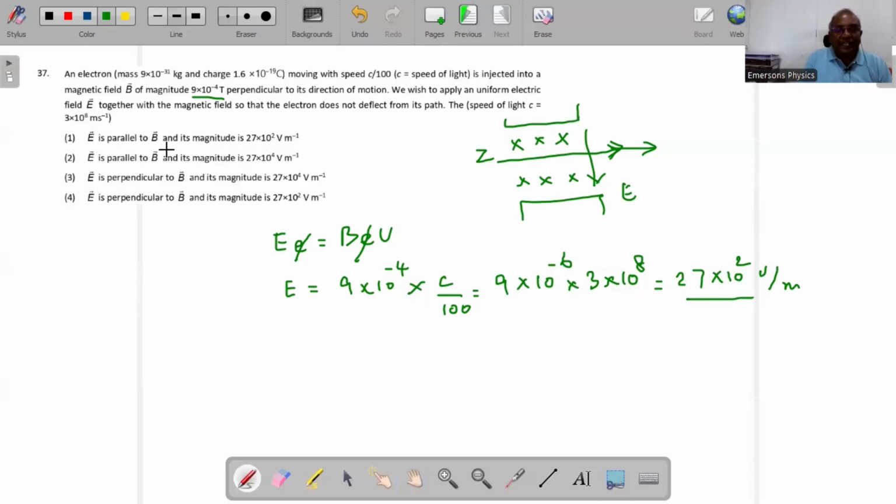E is parallel, E and B is perpendicular. This is also wrong. E is perpendicular to B and the magnitude is 2.27 into 10 to the power of 4, no, 27 into 10 to the power of 2. This is the answer. Okay.